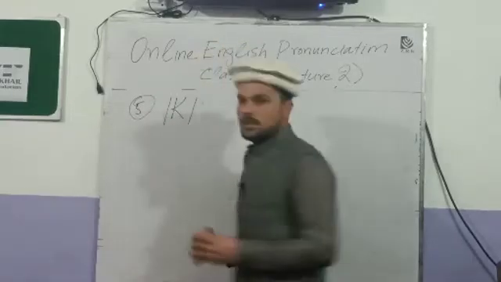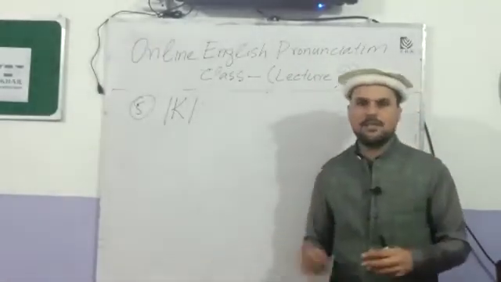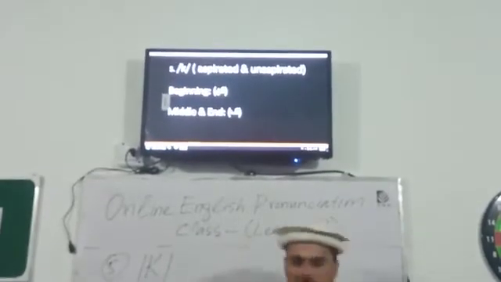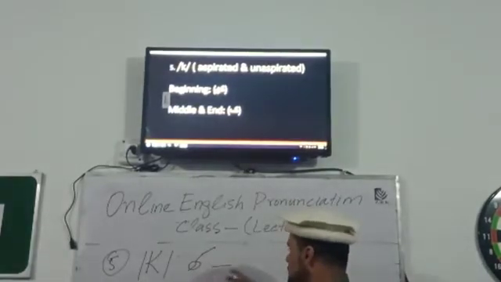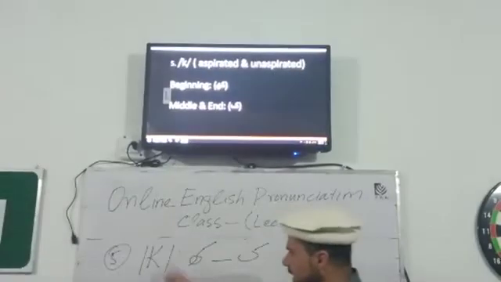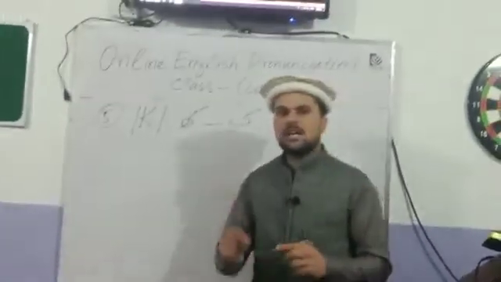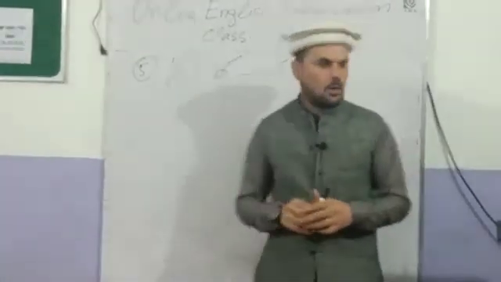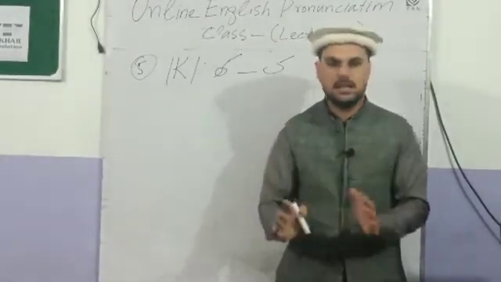k. Okay, and you will see on the screen, fine, that for k, again we are having two sounds. This k is the symbol. We are having two sounds: k with aspiration, and simple k. So these are the two sounds, aspirated and unaspirated. Fine. K and k.